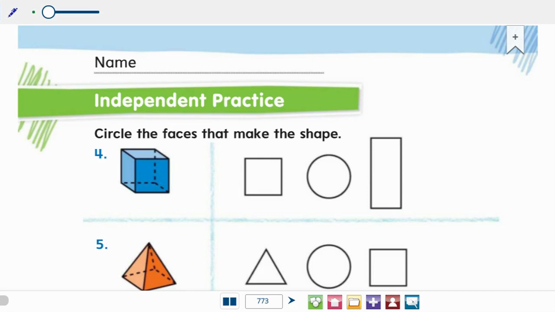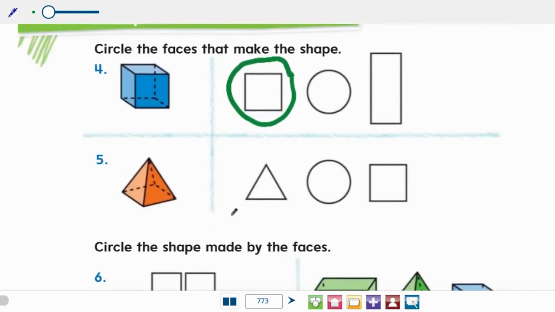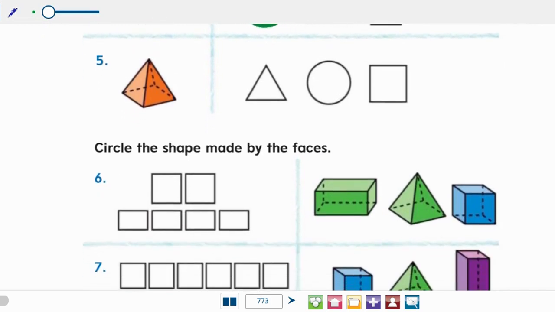For number 4, it says to circle the faces that make the shape. Well, here I have a cube, and if I remember, a cube has all the faces the exact same. So they all are squares. So I'm going to circle my square for that one because they are all squares. That's it. I would need to have 6 of those squares, but instead they're just asking us which shapes it was.